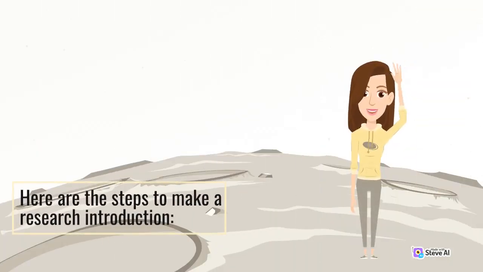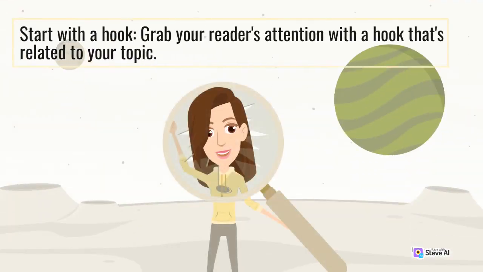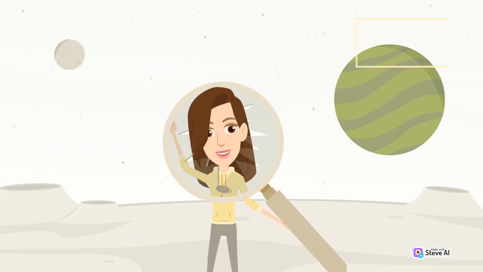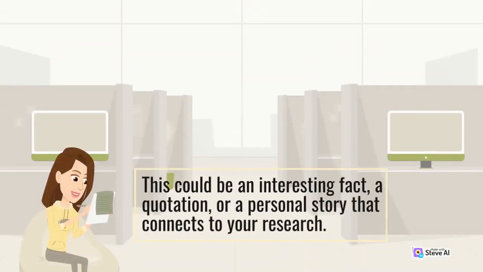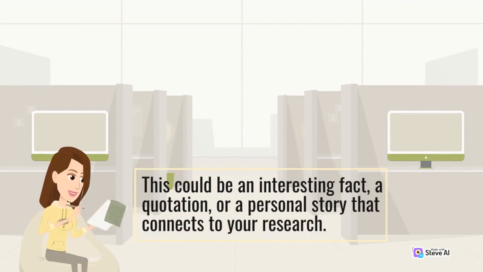Here are the steps to make a research introduction. Start with a hook. Grab your reader's attention with a hook that's related to your topic. This could be an interesting fact, a quotation, or a personal story that connects to your research.